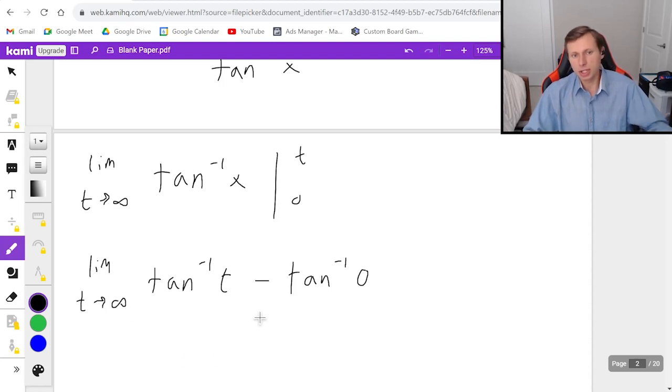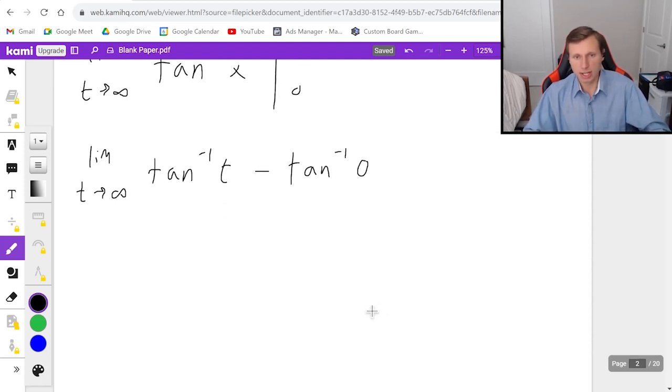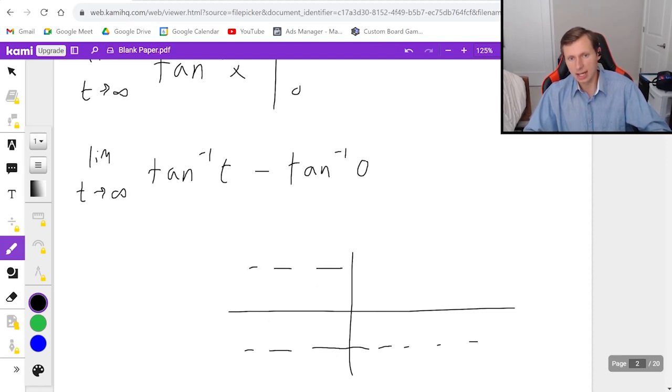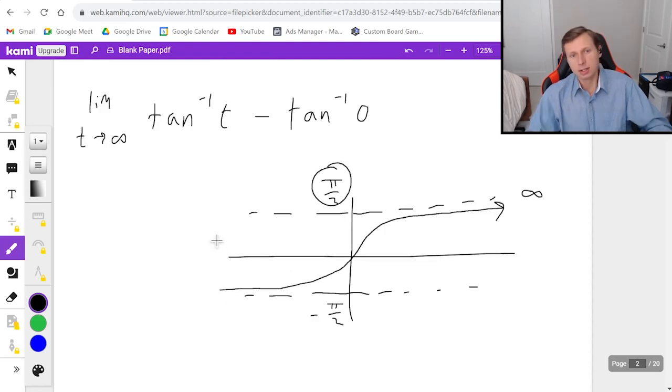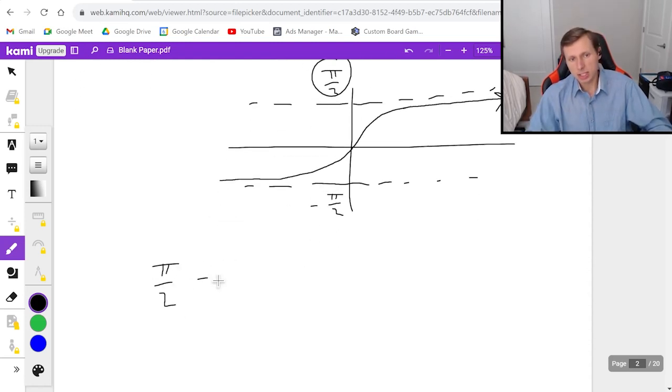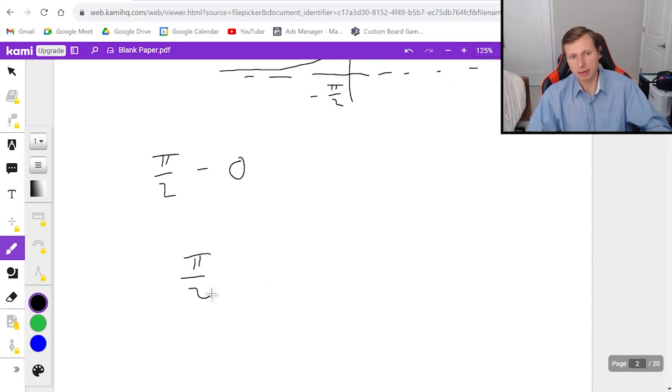And now we need to know what the arctangent of infinity is. If you don't know what that graph looks like, arctangent is a function that has horizontal asymptotes at -pi/2 and +pi/2. And basically the graph kind of snakes like this, passes through 0, and then approaches pi/2. So if we're looking at positive infinity, I would say we're approaching pi/2. So that means I have pi/2 minus the arctangent of 0, that is just 0. And so then my answer is going to be pi/2.